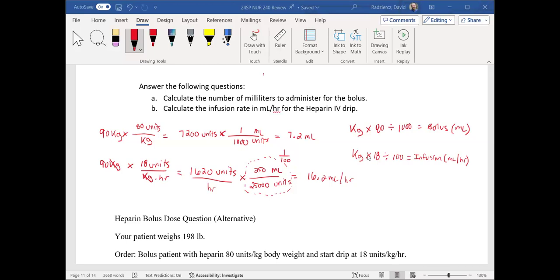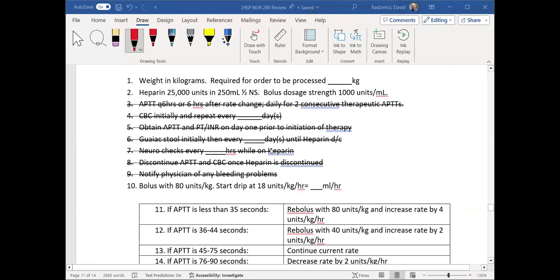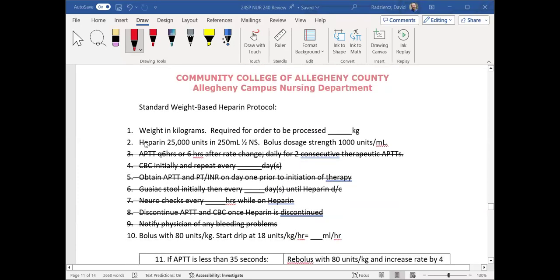And then the same thing for the infusion rate. I'm going to take the kilograms times 18 divided by 100, and then I'm going to get the infusion rate. I've had students ask me, where am I getting this 100 from? It's the relationship between 250 ml and 25,000 units. As long as you're following the standard heparin protocol, where it tells you what you have available, this 25,000 units, 250 milliliters, half normal saline, that's where I'm getting that information from. And like I said, that's the standard weight-based heparin protocol.